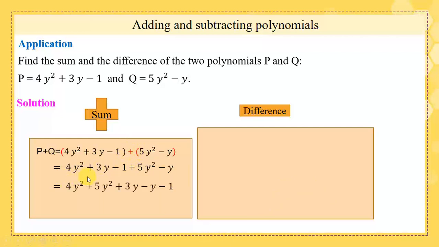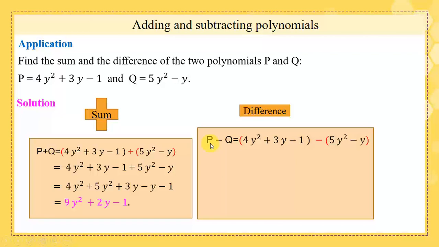Step 3, we arrange similar monomials together, y squared beside y squared, y beside y, and numbers beside numbers. Step 4, we add and subtract similar monomials, we reduce. We get the final answer 9y squared plus 2y minus 1, which is a trinomial.